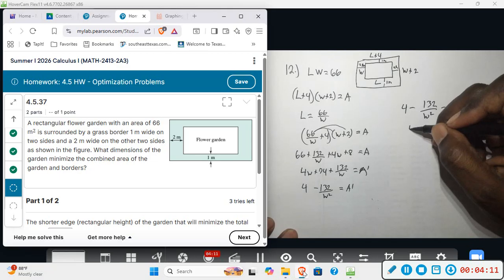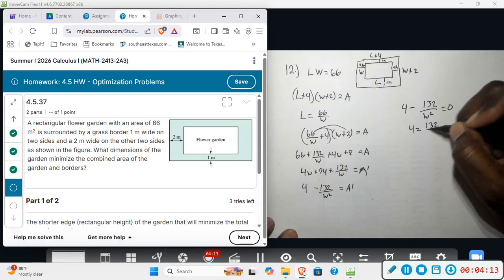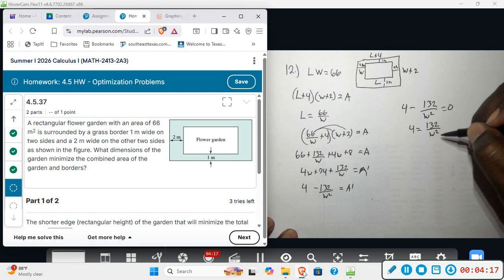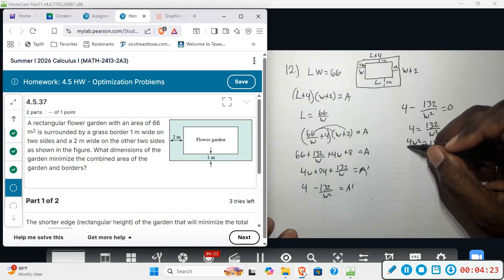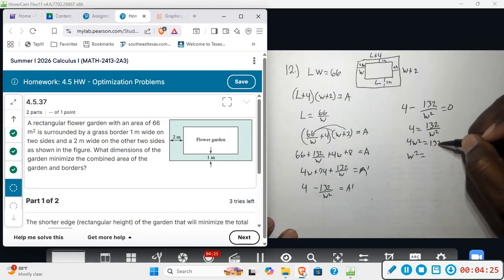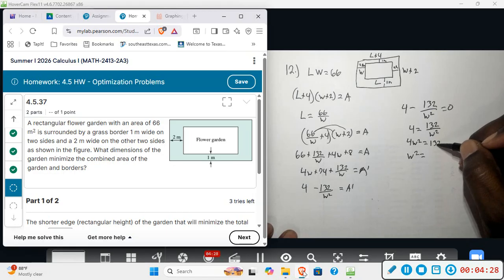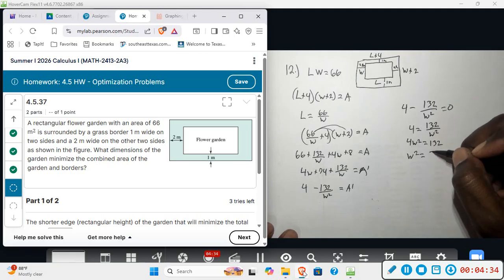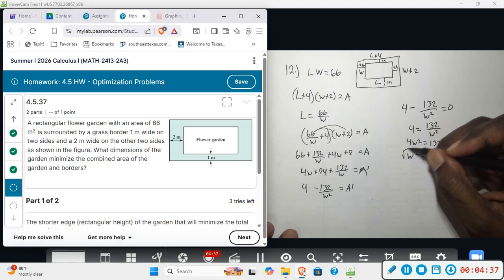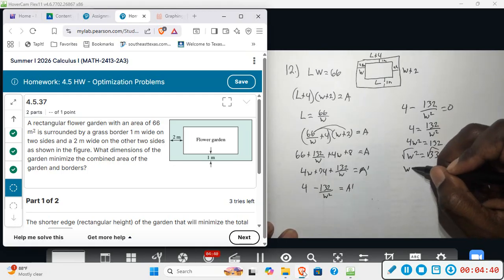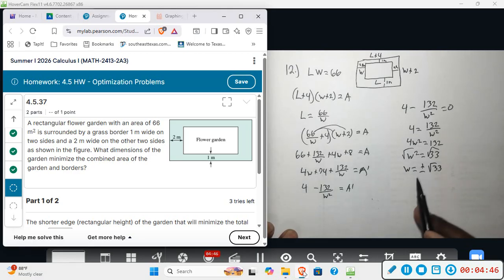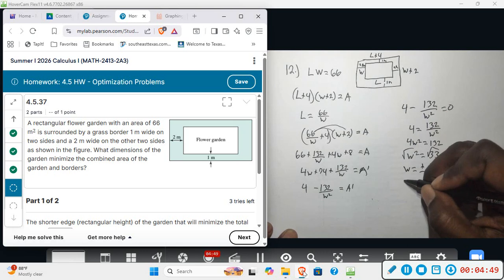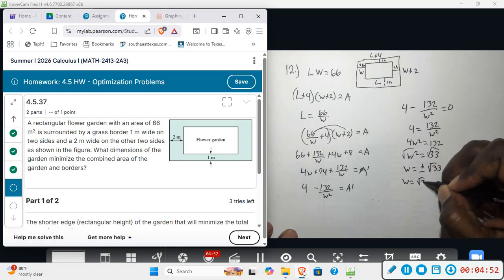We can move this over, so we get 4 equals 132 over W squared. Multiply by W squared, so we get 4W squared equals 132. Divide by 4. W squared equals 33, since 4 goes into 132 thirty-three times. And then we'll take the square root. So we get W equals positive or negative square root of 33. The width cannot be negative, you can't get a negative measurement, so W equals the square root of 33.